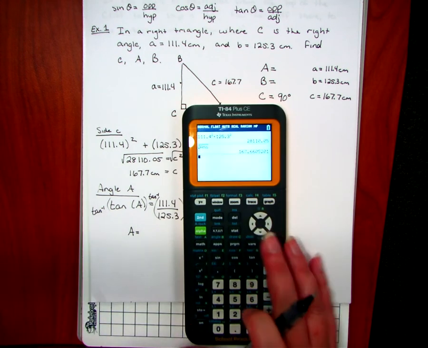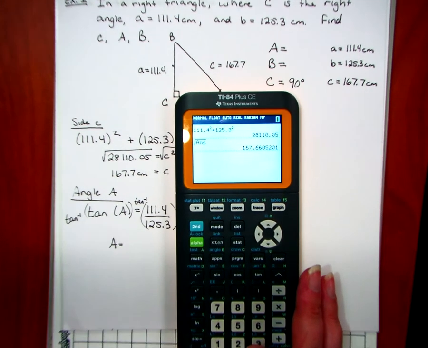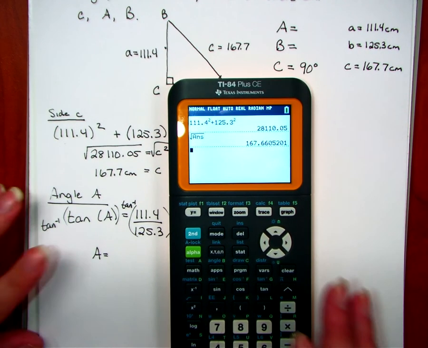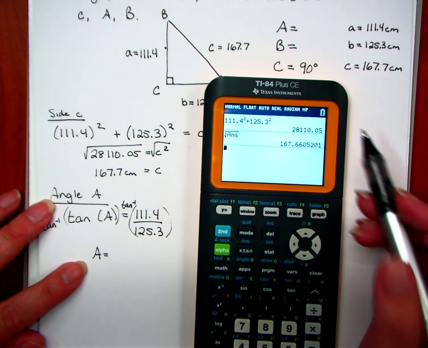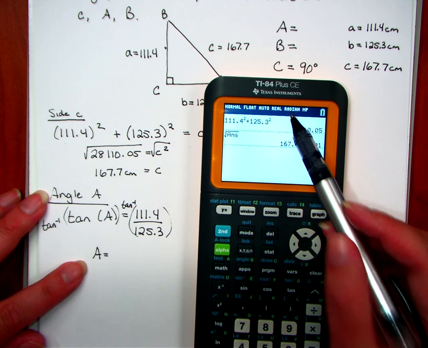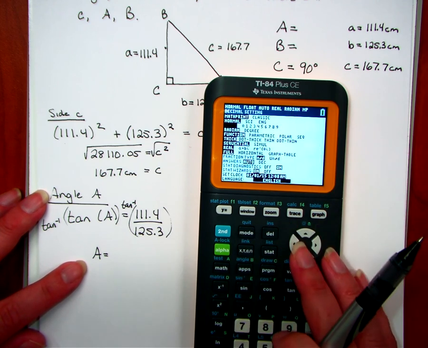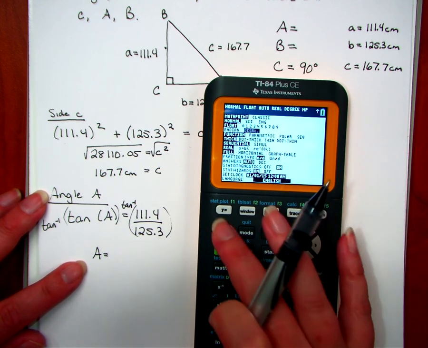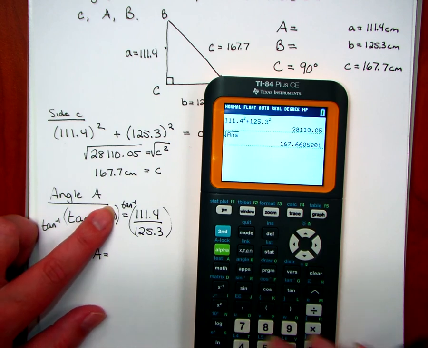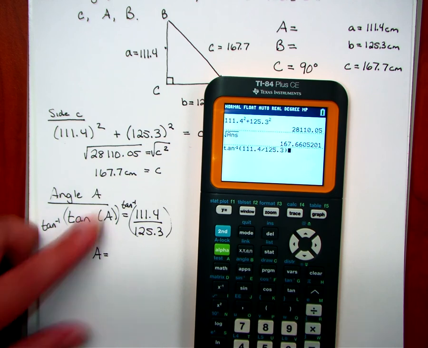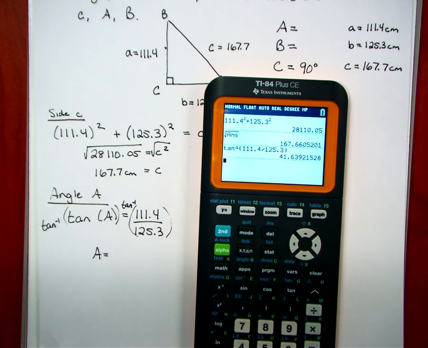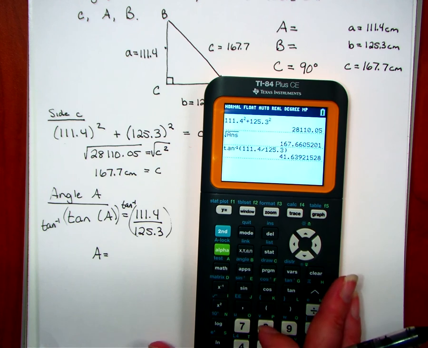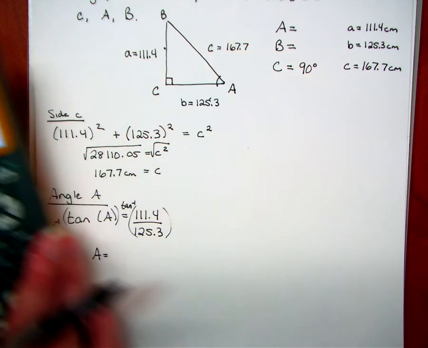So when I type this equation in my calculator, I want degrees as my answer. So right now I'm in radian mode, so I'm going to go ahead and change that to degrees. And then type in tan inverse of 111.4 divided by 125.3. That gave me 41.6 degrees.